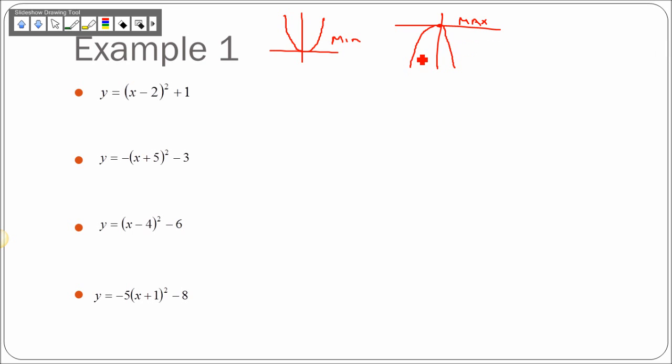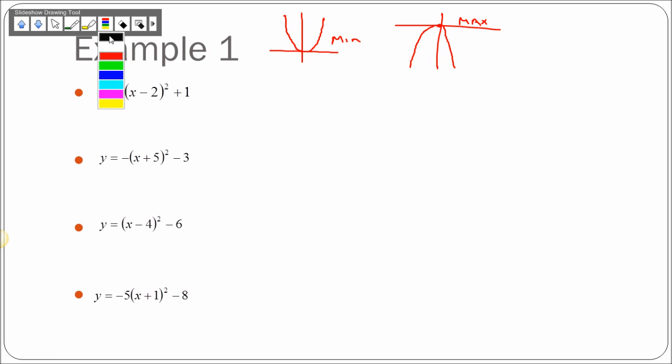Now the easiest way to determine which it's going to be is you have a look at the front of your x values. Remember, if it's a positive number, then it's always going to look like this, meaning it has a minimum. But remember, a negative number flips it across the x-axis, turning it upside down, where in this case it would be a maximum. So negatives make it a max, positives are a minimum. Handy thing to remember.